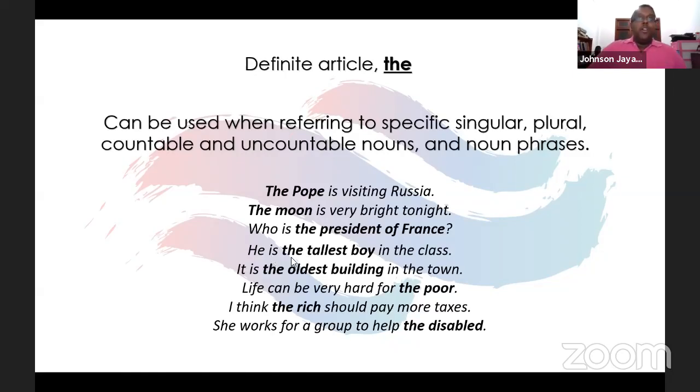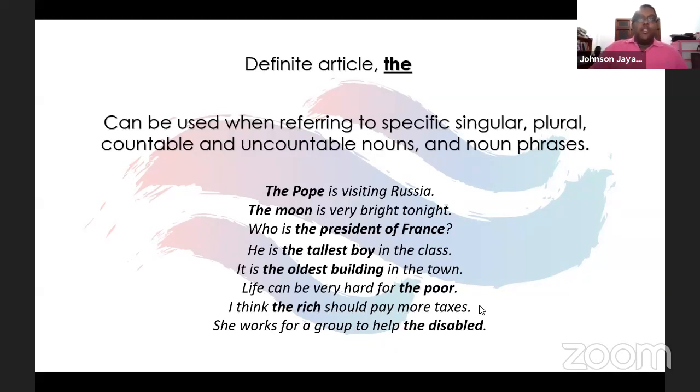He is the tallest boy in the class. Again, we're saying specifically this boy in this class is the tallest. It is the oldest building in town. So there's one old building in town, it's the oldest. Life can be very hard for the poor. So we're being very specific that it's the poor that have issues. I think the rich, as in rich people, should pay more taxes.